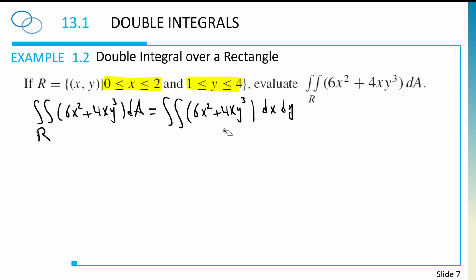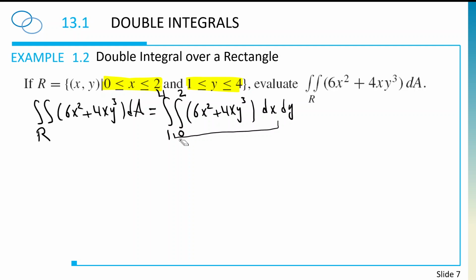Now you need to be careful. We started with x, so this is the inner one, the one that we'll start with. So the boundaries here should be for x. So what do I need to use in the inner one? These are the values for x. So x goes from 0 to 2. Now the next one will be y. So I'll leave it as from 1 to 4.